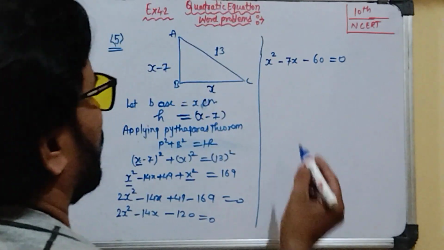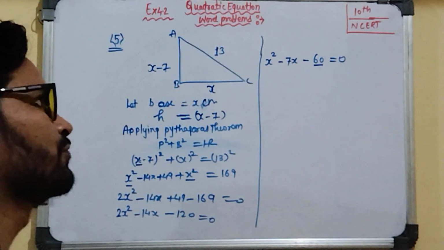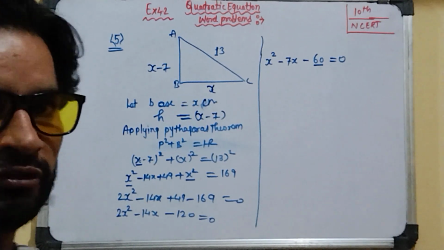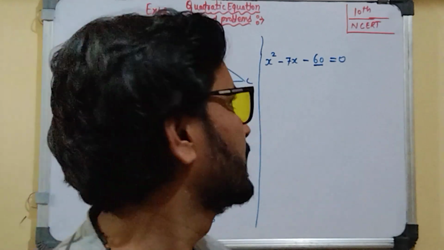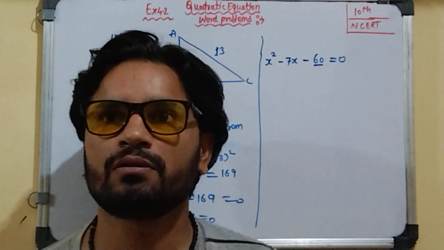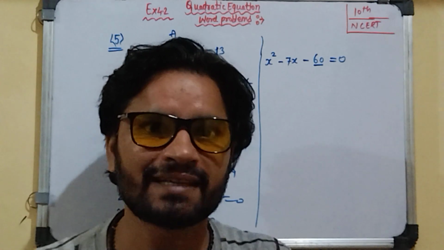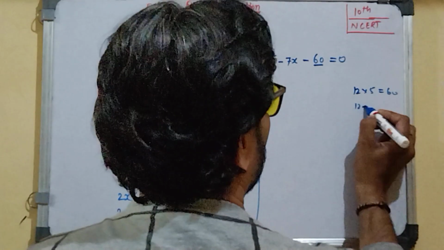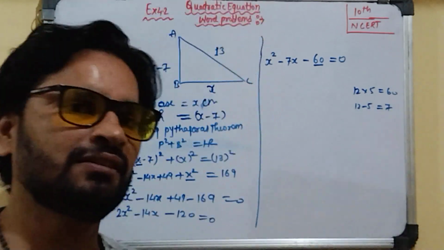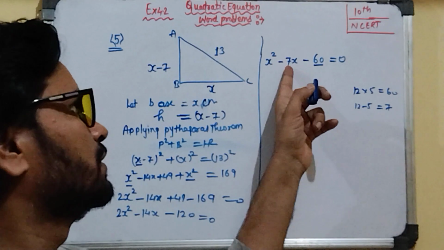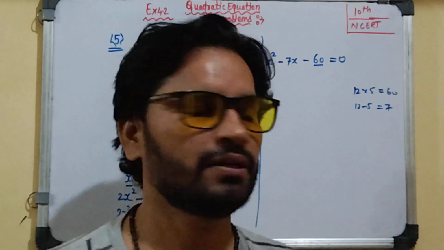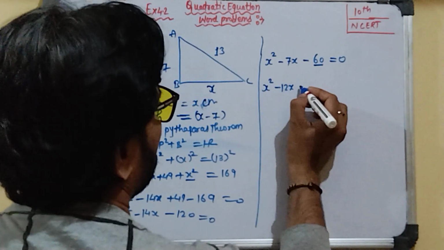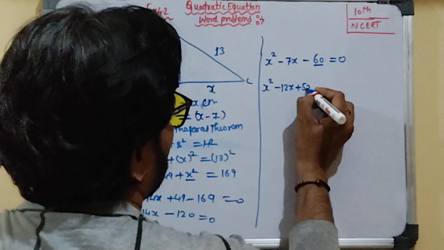Now find the factors of 60 such that by adding or subtracting we get 7. 15 fours are 60, but we don't get 7. 12 fives are 60, and 12 minus 5 is equal to 7. Either subtracting or adding, we have to obtain the middle term. So you can write x square minus 12x plus 5x minus 60.